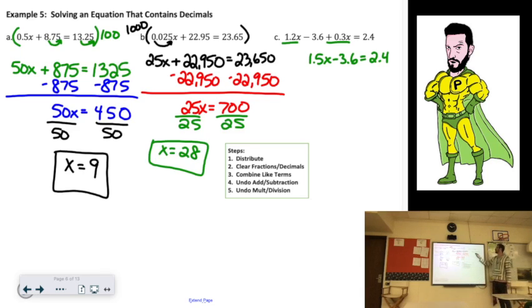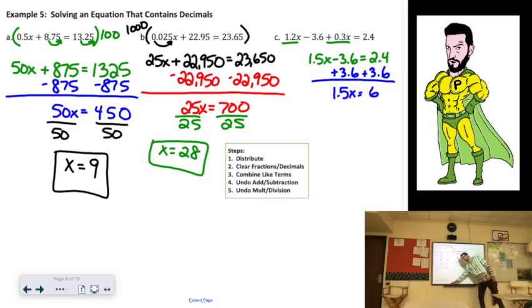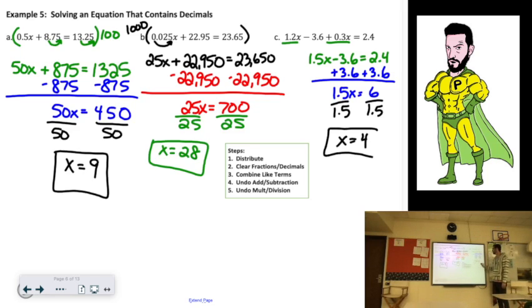Let's just try adding the 3.6 here. 1.5x equals 2.4 plus 3.6 is just 6. And then if we divide that by 1.5, 6 divided by 1.5 is 4. You would have gotten the same thing if you had cleared the decimals. So up to you. That step is totally optional.